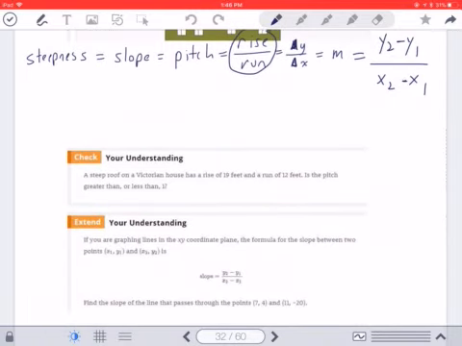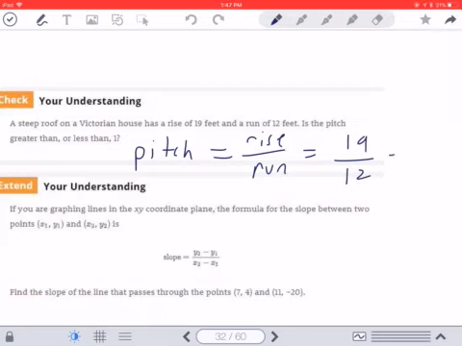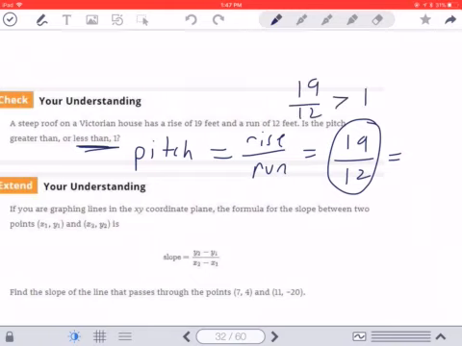Okay, moving on to the check your understanding. A steep roof on a Victorian house has a rise of 19 feet and a run of 12 feet. Is the pitch greater or less than 1? So we have slope, which is m, or in this case pitch, is rise over run. And the rise is 19 feet and the run is 12 feet. So is it greater or less than 1? Well, 19 over 12 is clearly greater than 1. So the answer is greater than.